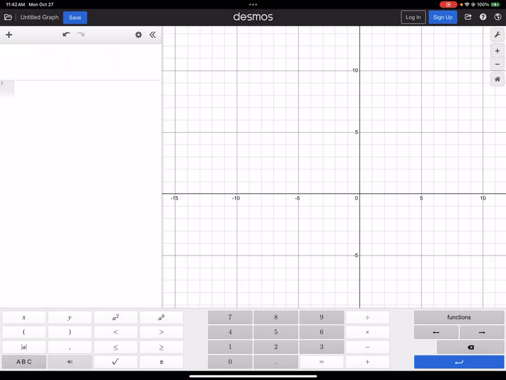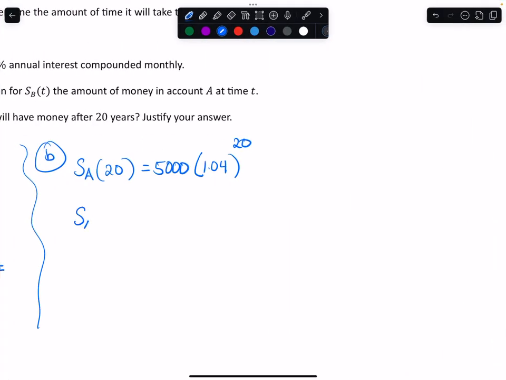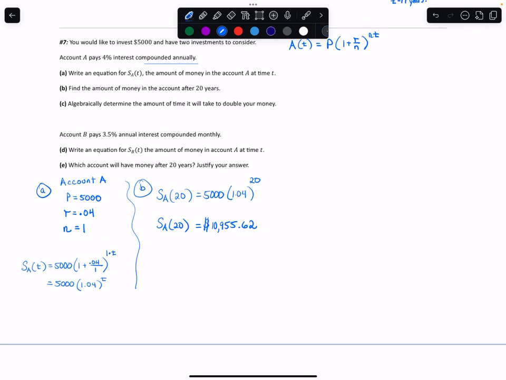I'm just going to put 5,000 times 1.04 close parentheses to the 20, right? I'm not really going crazy and saying, oh, let's do all these crazy things. Just put it in and that's it. Just write down the answer, round to the right place. It's $10,955.62. So we'll put that there. So S sub A of 20 is $10,955.62, a little more than double.